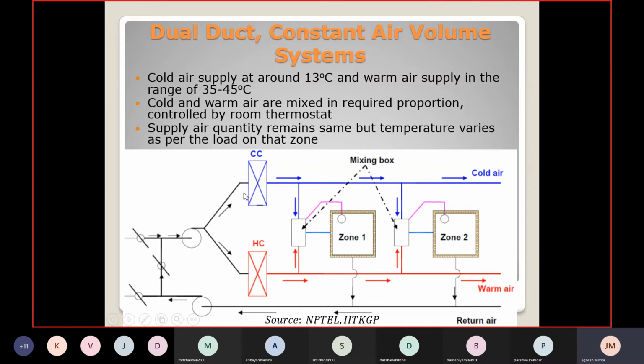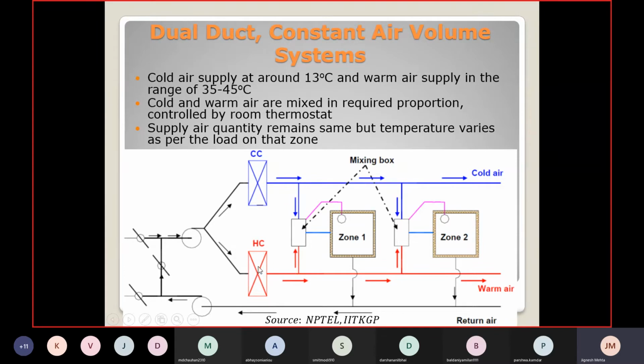Now what is done here is this part is the same, that is, the outside air is taken, the air is exhausted, the air is recirculated, and then this blower is there. Then there are two parts. One duct where the cold air is carried, another duct where hot air or warm air is carried.